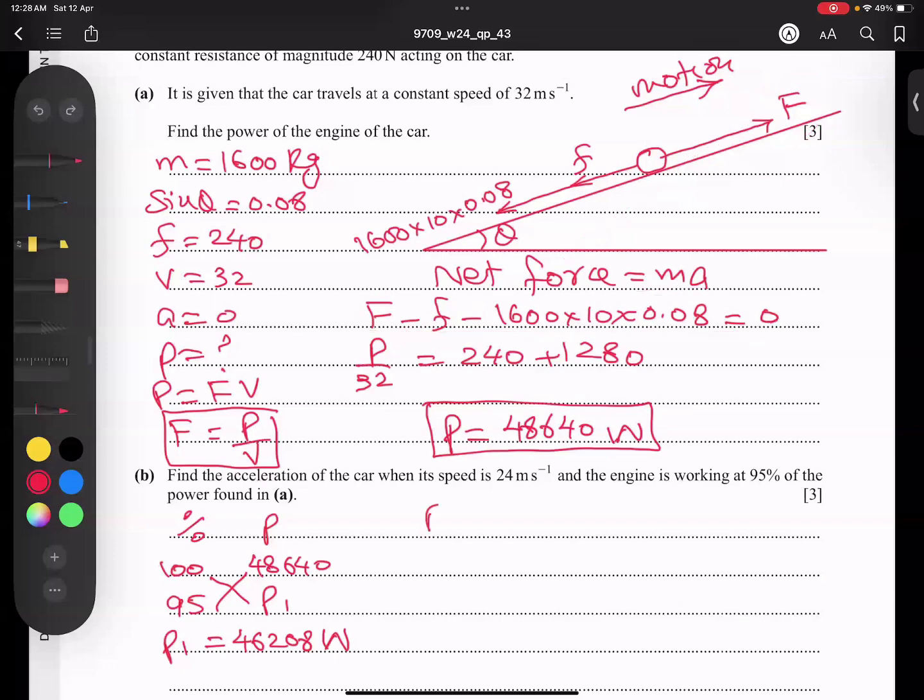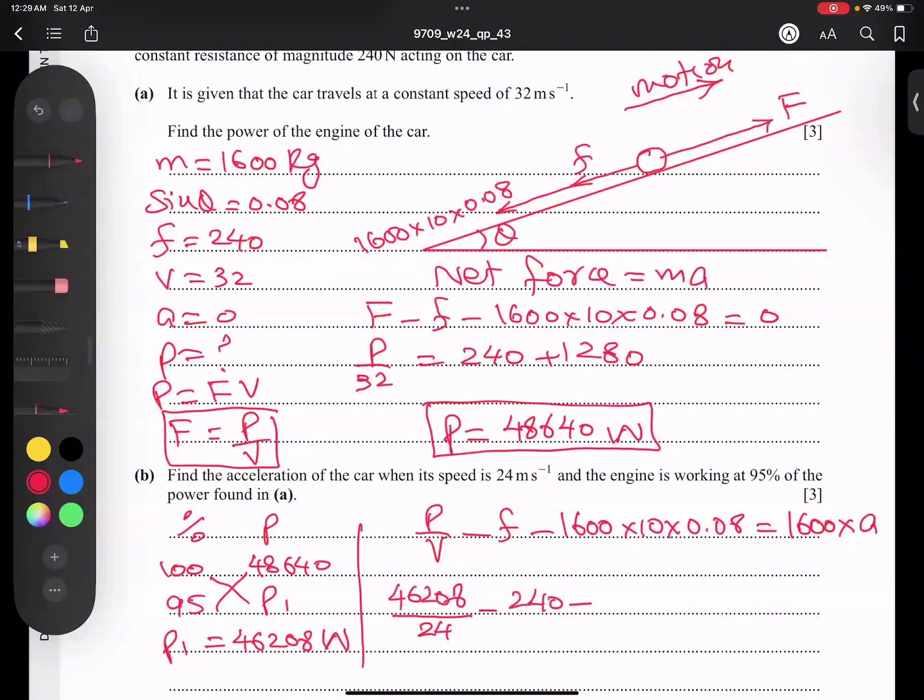Power divided by V, minus friction, minus 1600 into gravity 10 into 0.08, equals mass into acceleration. Mass is 1600 and acceleration is my target to find. Now we can plug in the values: power is 46208 divided by speed 24, and friction is given as 240. Typing this, I got 1280.